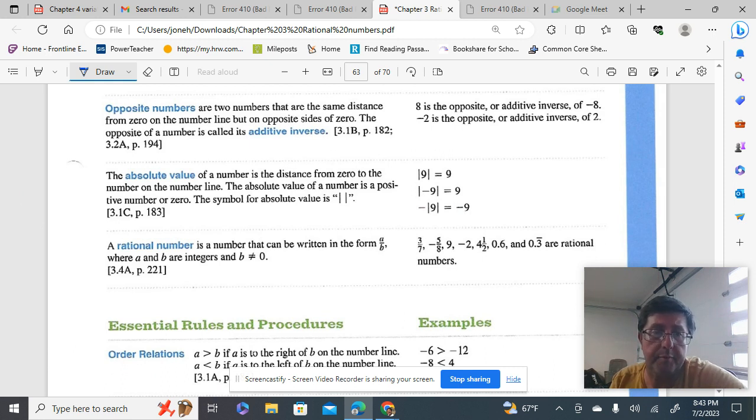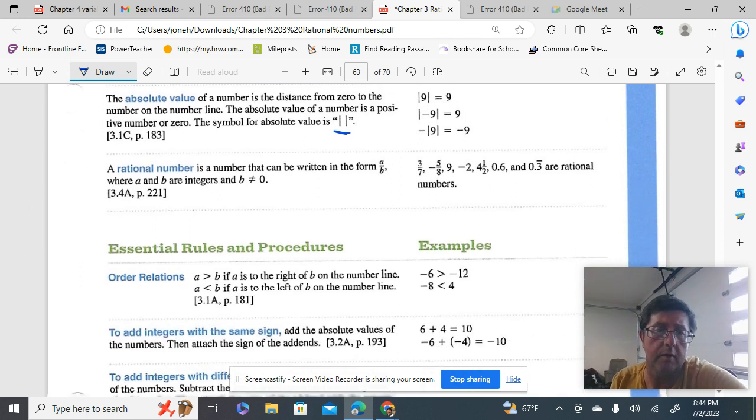Okay, the absolute value of a number is shown with these bars right here. All that means is negative 9 is 9 spaces from 0, and positive 9 is 9 spaces from 0. I hope you guys remember a little bit of this because we studied this past year.